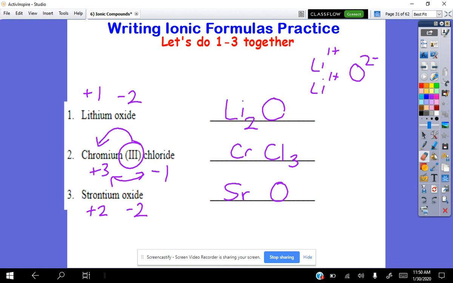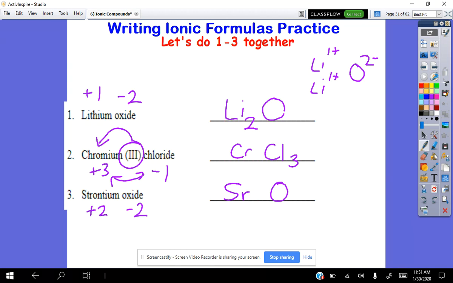That is writing ionic formulas for binary ionic compounds. The word binary means 2. So binary ionic compounds just refer to compounds with 2 elements in them, 1 metal and 1 nonmetal.